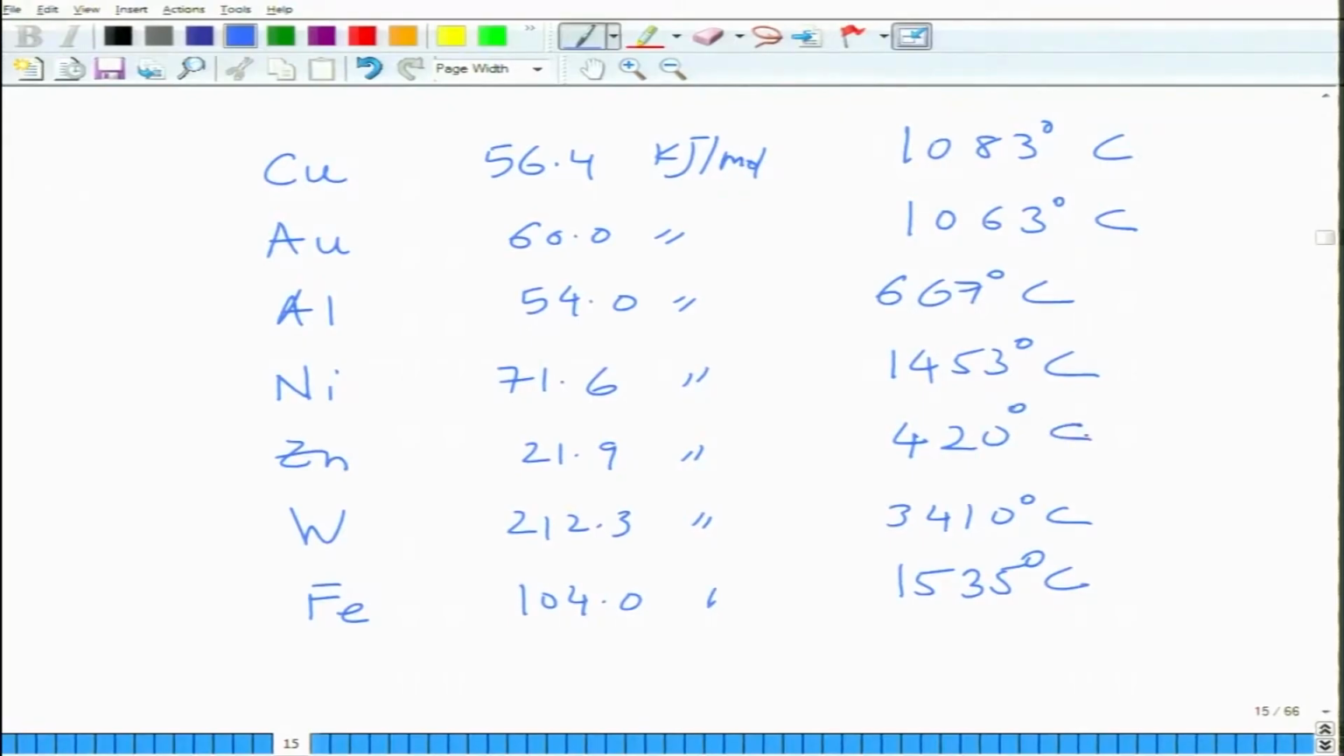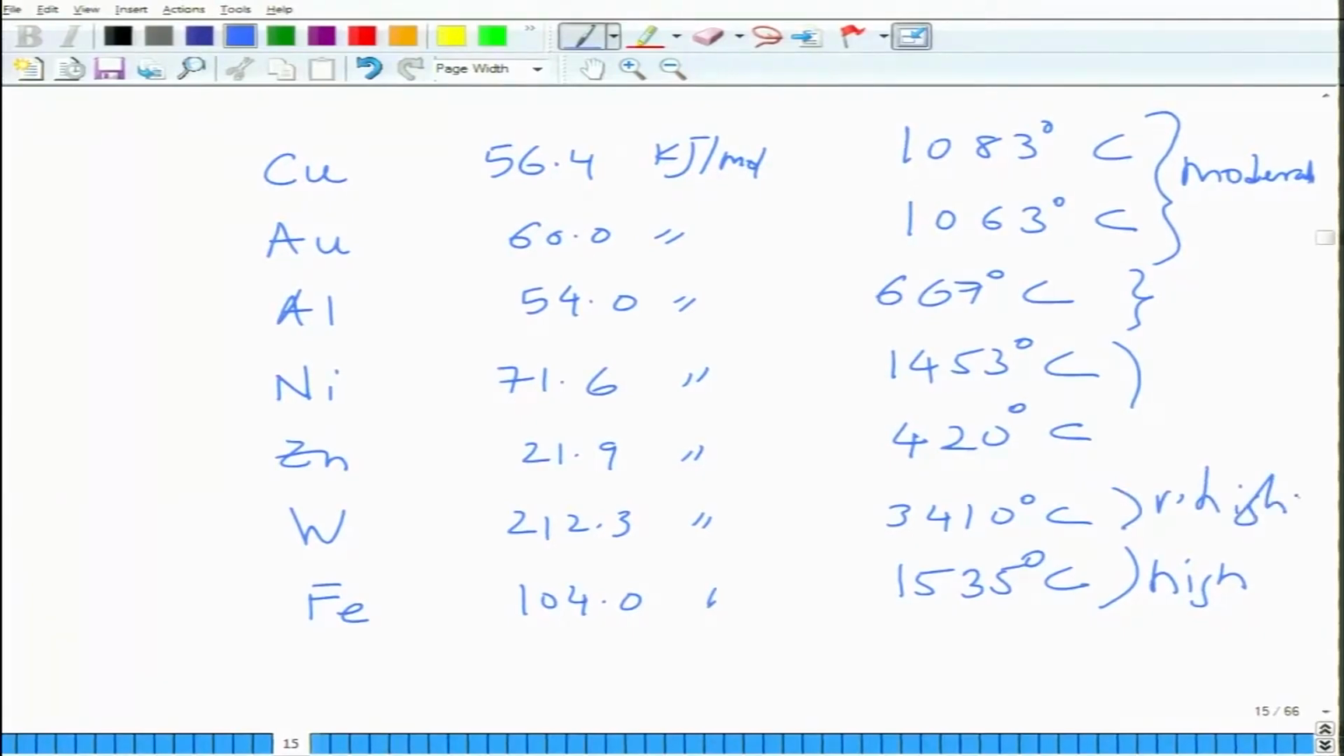So you can see again the correlation. These are all moderate bond energy metals. The melting point is about 1000 or lower, aluminum is on the slightly lower side, nickel and iron are on the higher side, they have moderate melting points. Zinc is of course very low. So, this is moderate, this is high, this is very high.